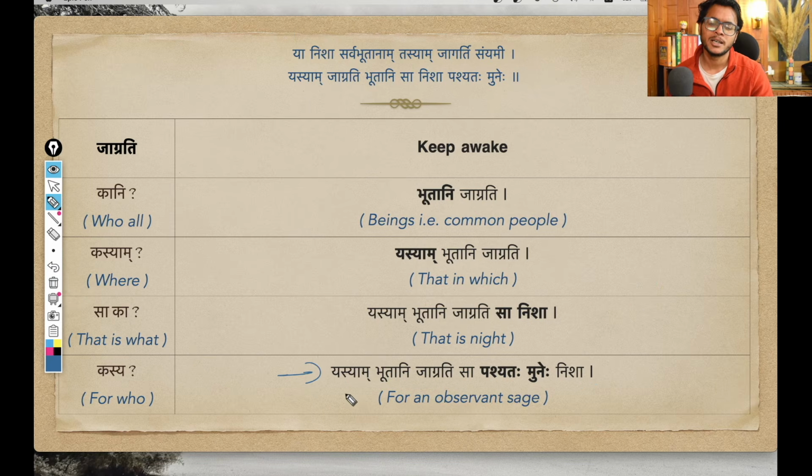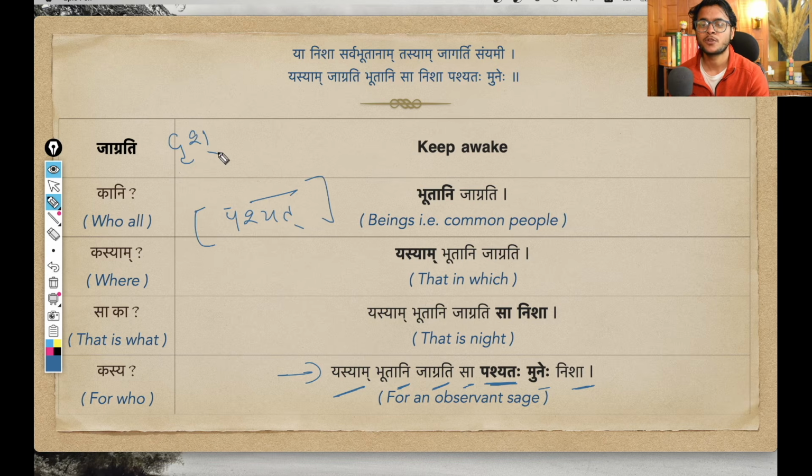Yasyam bhutani jagrati, that in which all the beings keep awake, sa munehe nisha, that is night for the Muni. And what kind of a Muni? Pashyataha. This pashyataha is coming from pashyat pratipadika. And this pashyat is also a kridanta. That means it is coming from a dhatu which is modified using a krit pratyaya. Okay, so the dhatu is drish dhatu, the krit pratyaya is shatr pratyaya, and the pratipadika we get is pashyat. Drish dhatu means to see, to observe, and shatr pratyaya gives the flavor of while doing that. So this pratipadika pashyat means one who is seeing, one who is observing. Basically an observant person.